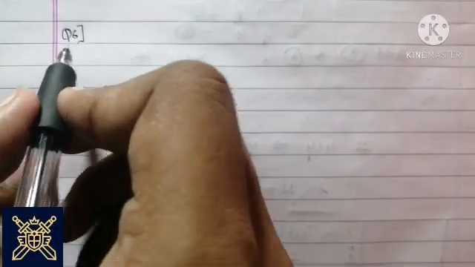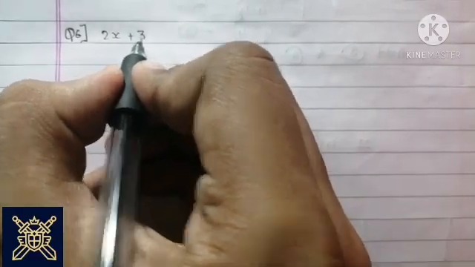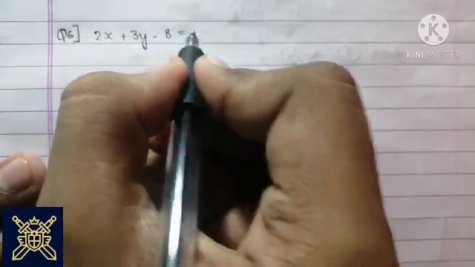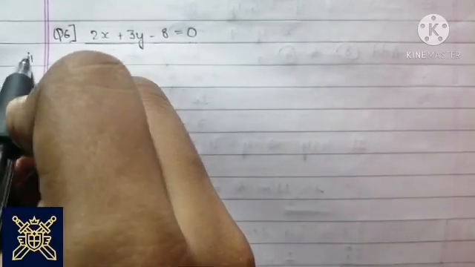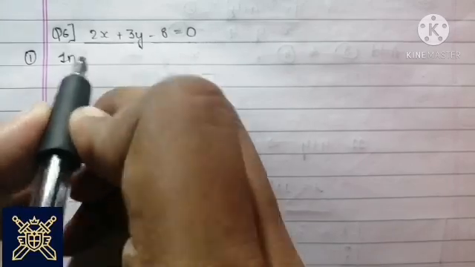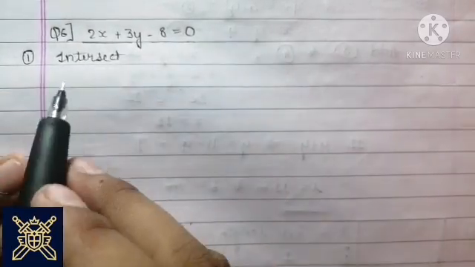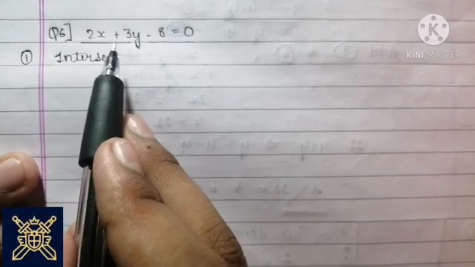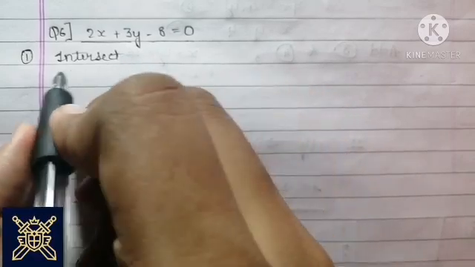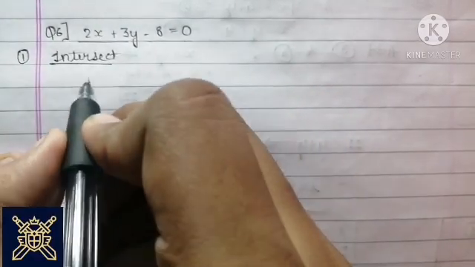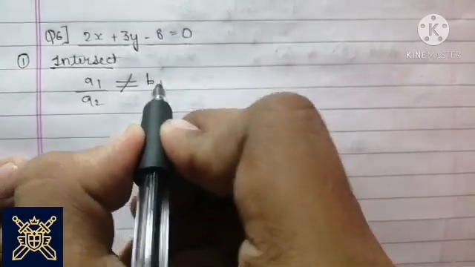For the solution, we were given one equation: 2x plus 3y minus 8 is equal to 0. This was the base equation, and we have to find another equation so that these two lines will intersect. In order to find the line that intersects the given line, we have to use the relationship between ratios. So if two lines have to intersect, then a1 by a2 is not equal to b1 by b2.